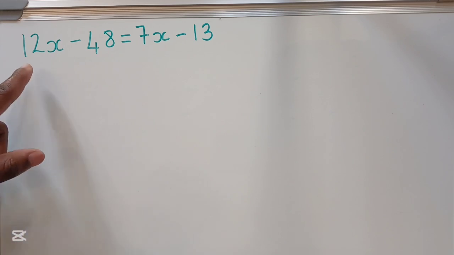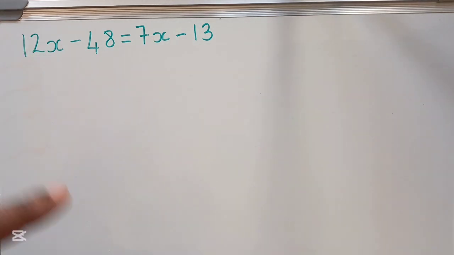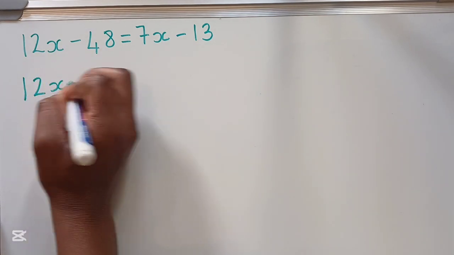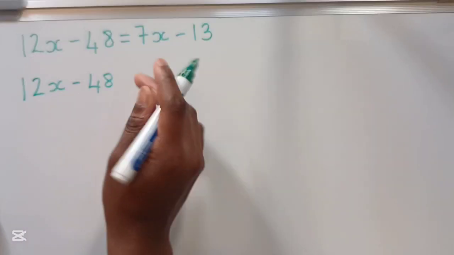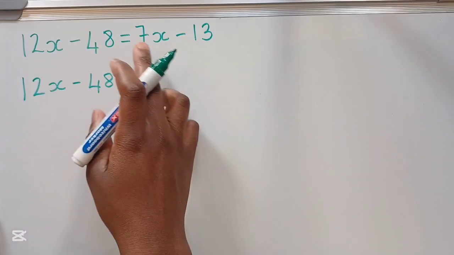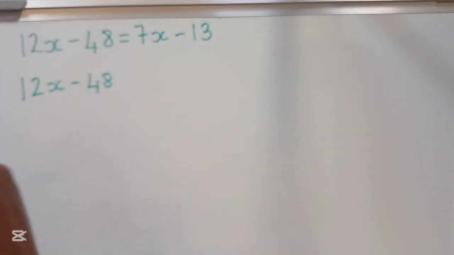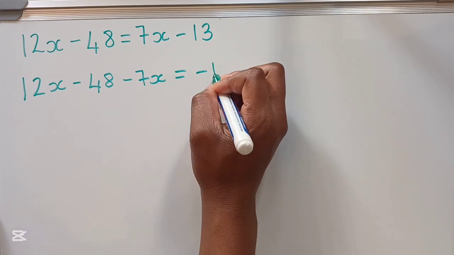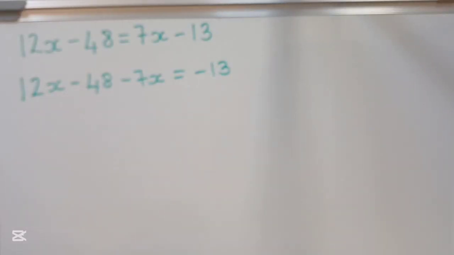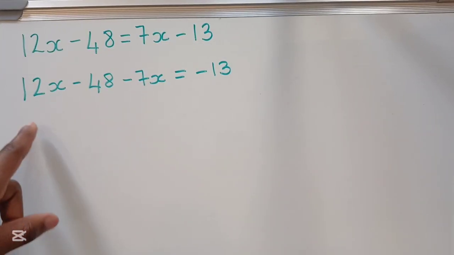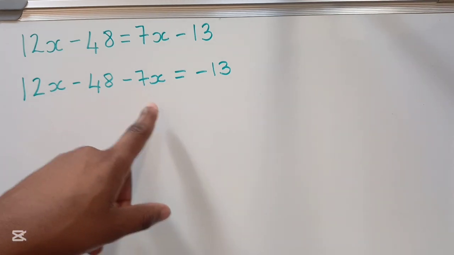We can decide to move 12x this side or 7x this side, but I'm going to move 7x this side, okay? So it's 12x minus 48. Since we are moving 7x on the other side of the equal sign, its sign changes. It was positive this side, now it's going to become negative this side. Minus 7x equals negative 13. Alright, are all the unknown variables on one side of the equal sign? Not yet. We have 12x minus 48 minus 7x.